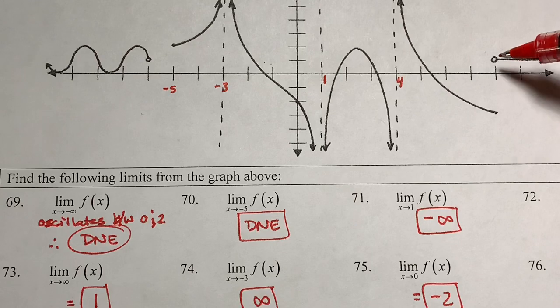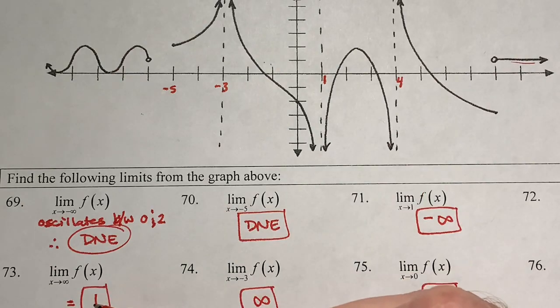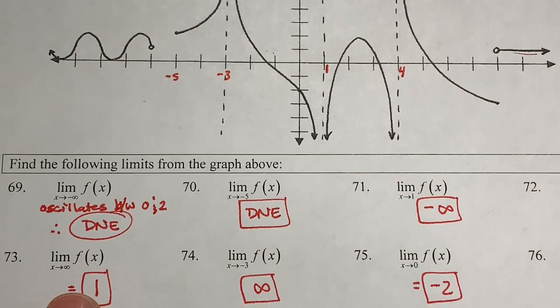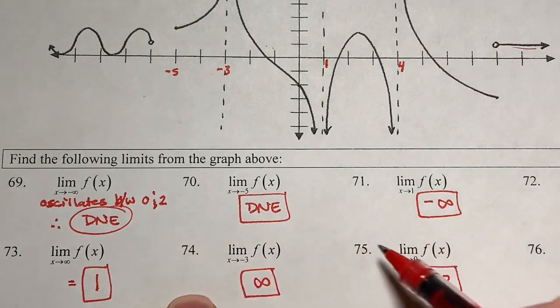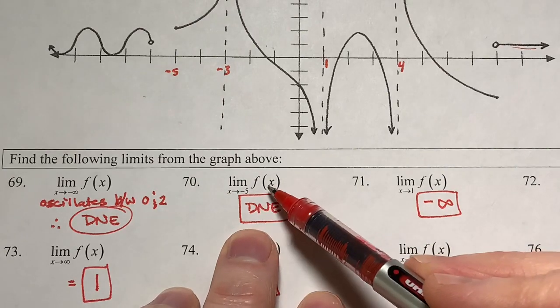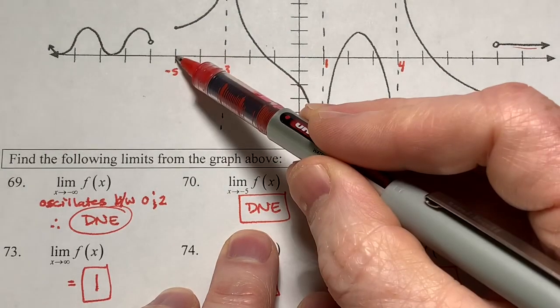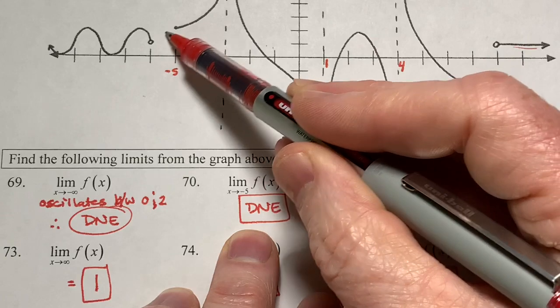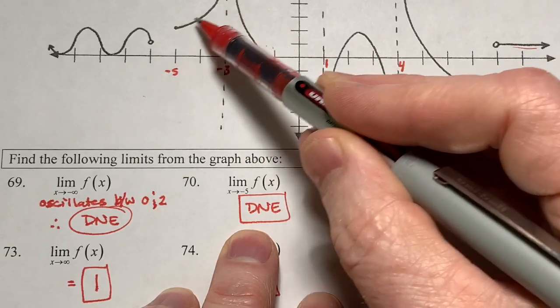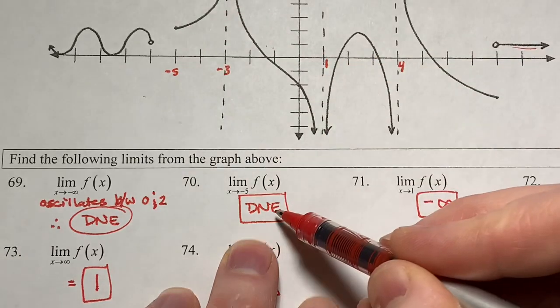But on the right, it looks like I'm not oscillating. I'm just flattened out there at 1. So the limit to infinity down below at 73 should be equal to 1. Okay, I'll just move across the right. So number 70, the limit of this function at -5. Well, there's no limit because there's nothing from the left, even though from the right, it looks like it's approaching a value of 2. So I'd have to say DNE.